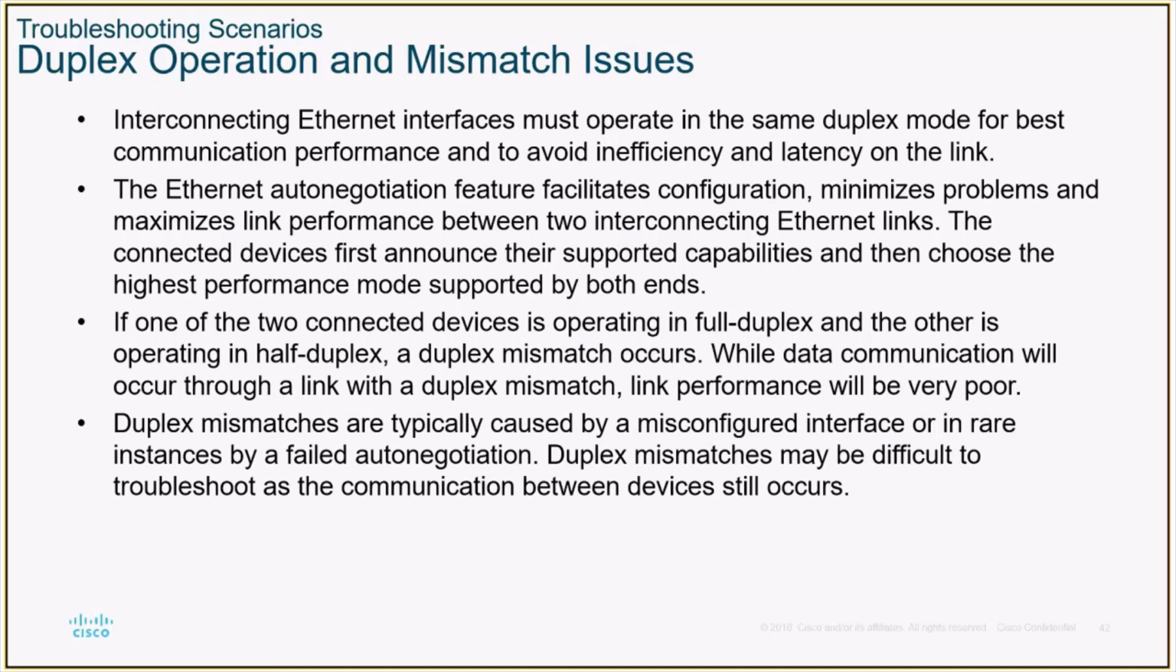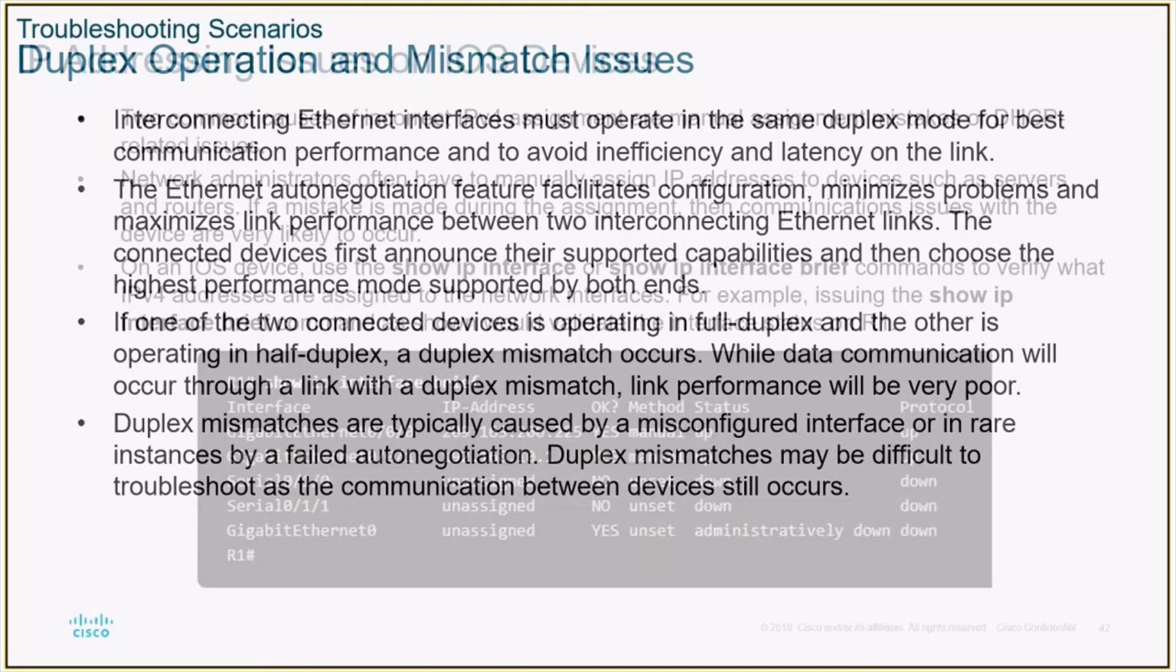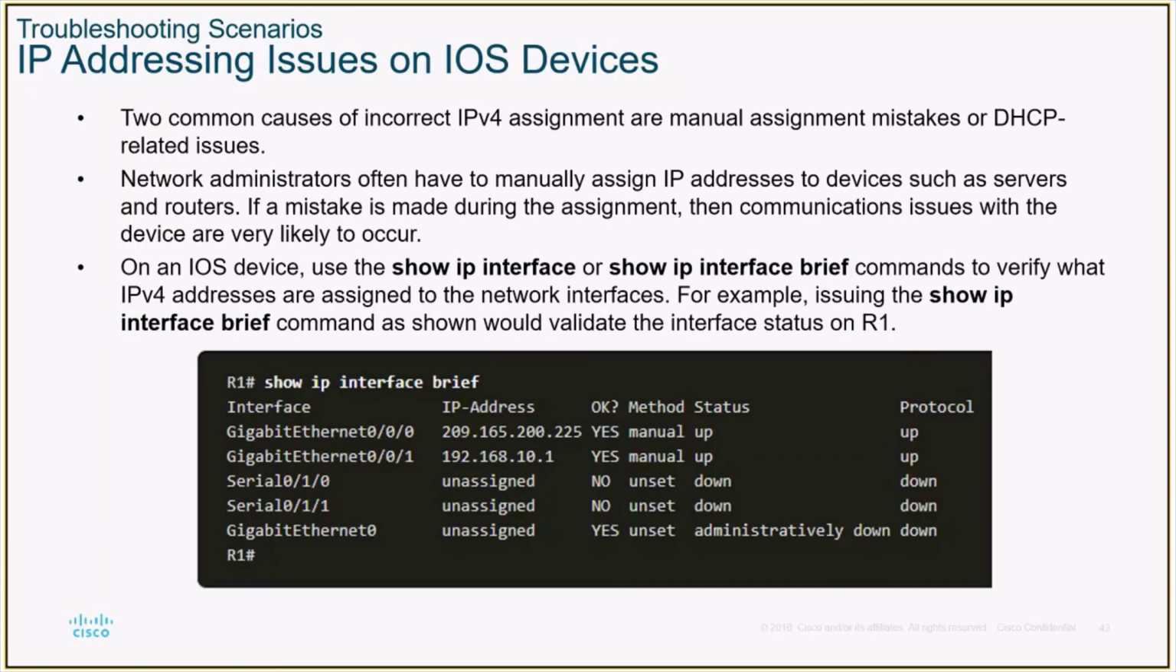And so duplex mismatches are typically caused by a misconfigured interface or, in rare instances, a failed auto negotiation. Duplex mismatches can be difficult to troubleshoot as the communication between devices still occurs. But you'll normally get a whole pile of console messages telling us that it's happening.